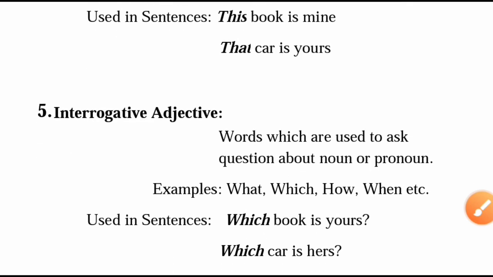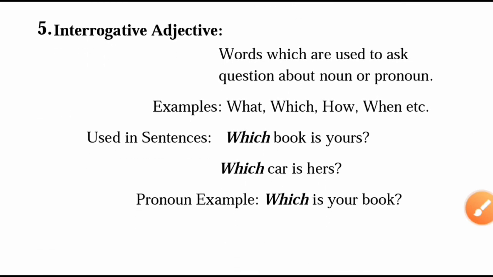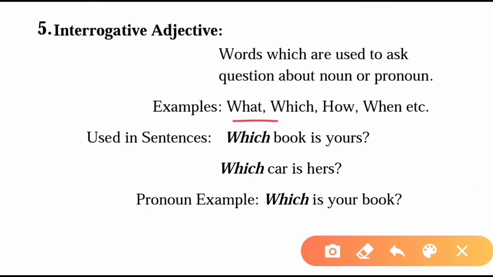So let's move to the fifth, which is interrogative adjective. Interrogative adjectives are words which are used to ask questions about a noun or pronoun. So when you are asking questions about a noun and pronoun, you have to use interrogative adjectives. These are the examples: what, which, how, when. These are all the interrogative adjectives which you use for asking questions about a noun and pronoun.